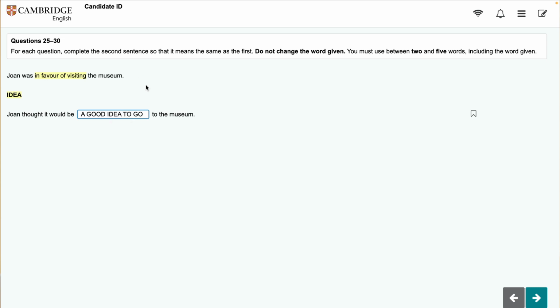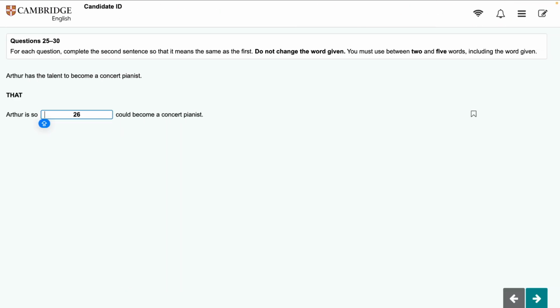Let's move on. Question 26. Arthur has the talent to become a concert pianist. The key word is that. Let's check the grammar and the meaning of this sentence. Has the talent to become a concert pianist suggests he is good enough for it. This is a fact given the use of present simple. And now let's rephrase this sentence in a simpler way. Arthur is very talented, so he could become a concert pianist.